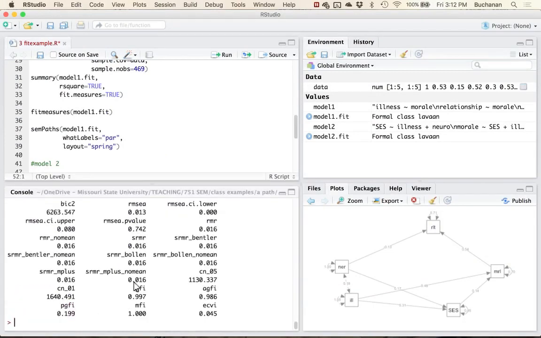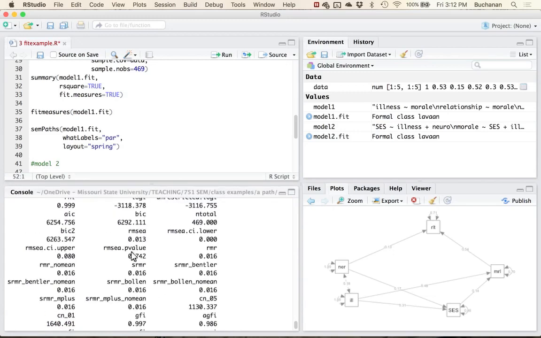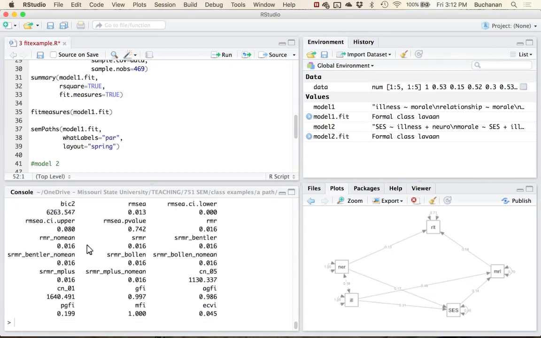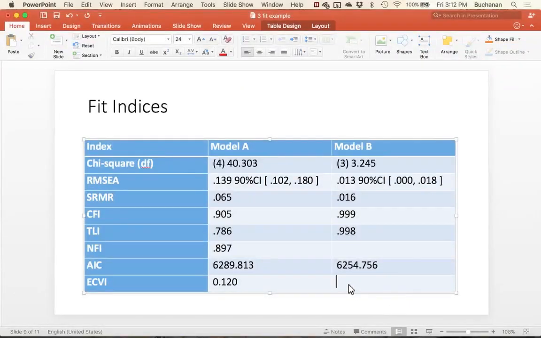To get the other two. So NFI here, 0.992, and ECVI, 0.045. What can I say about this model? Well, it's great because that is the model the data were made from, and so it looks really good.